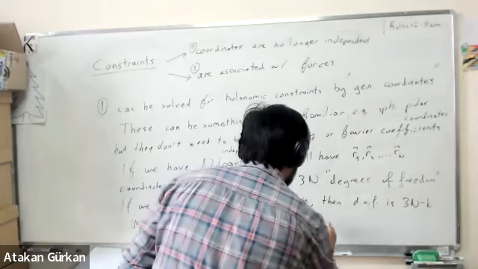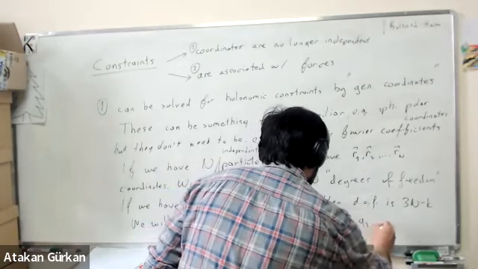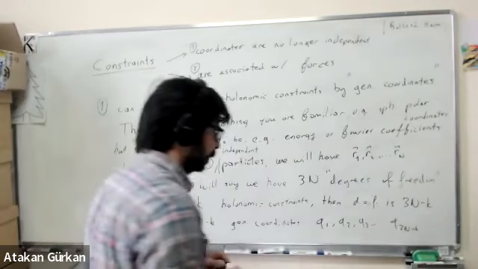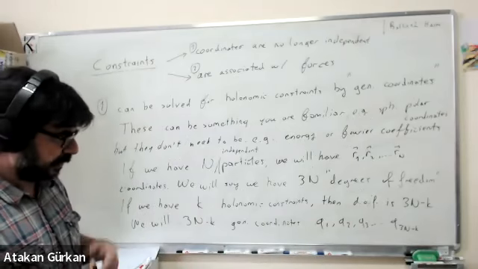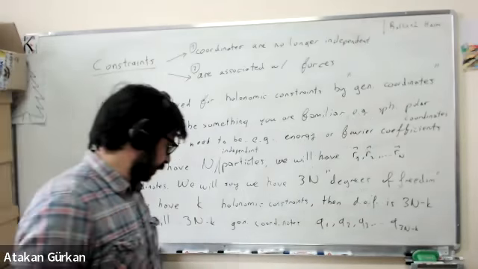So we are going to denote these as q1, q2, q3, up to q_(3n minus k). So the q's are going to be our generalized coordinates. That's the general notation used for coordinates, and we're going to just stick to it.